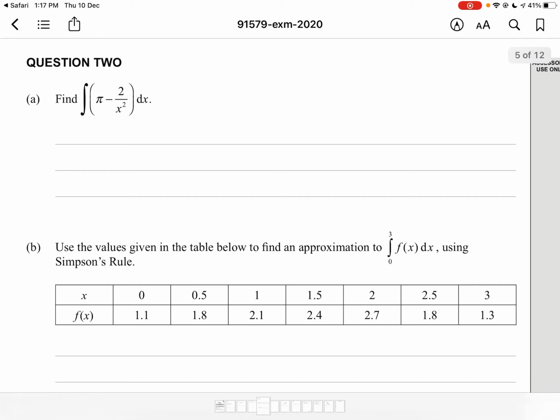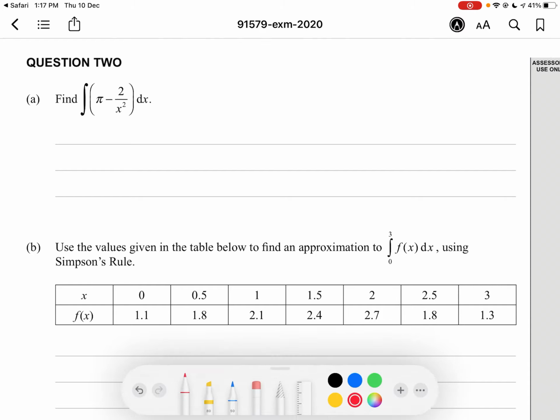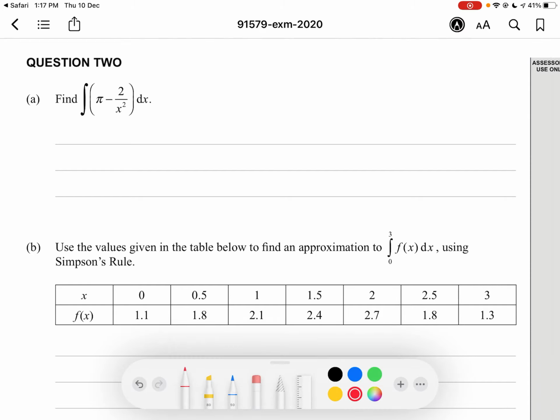Question 2. Find the integral of pi minus 2 over x squared. So when you see the pi, it's just a constant. It's just the same as like 5, 6. It's the exact same thing. So when you integrate it, you just need to add the x. So if you find the integral of pi minus 2 over x squared dx, this will give us pi x.